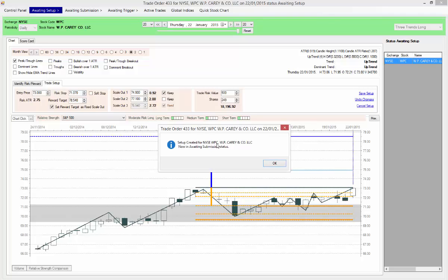Setup created for WP Carey & Co. now in awaiting submission status. So what is awaiting submission? Well, we now have all the information in order to go to our trading platform and enter the details into the trading platform, as well as keep the log of how we've set up the trade on this system.